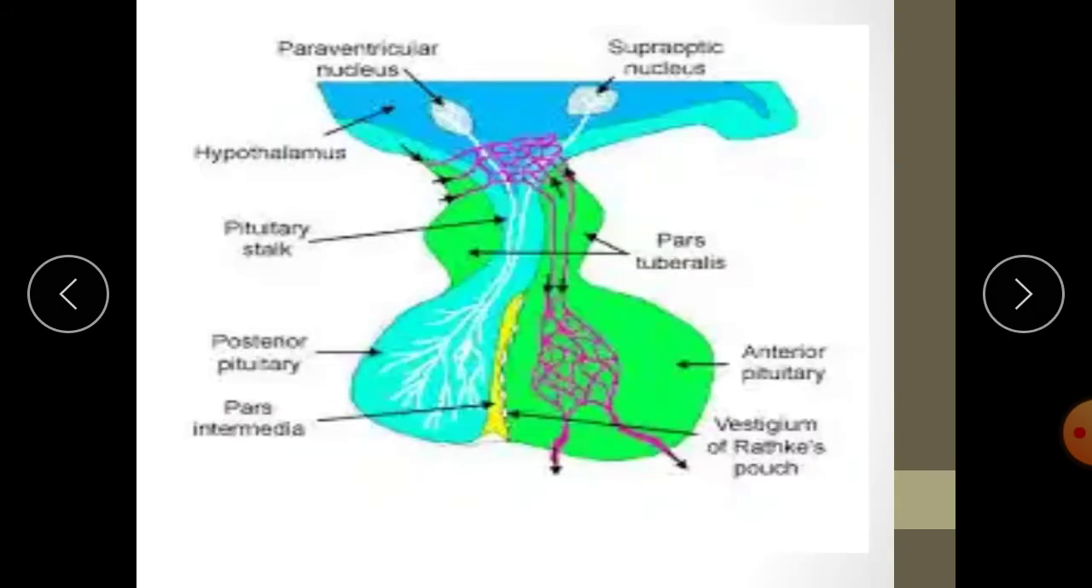I will show you. This part is pars distalis, and these two are pars tuberalis, and the middle part, this yellow part, is called pars intermedia. Pars distalis, pars tuberalis and pars intermedia, these three parts come under the adenohypophysis, meaning the anterior pituitary.